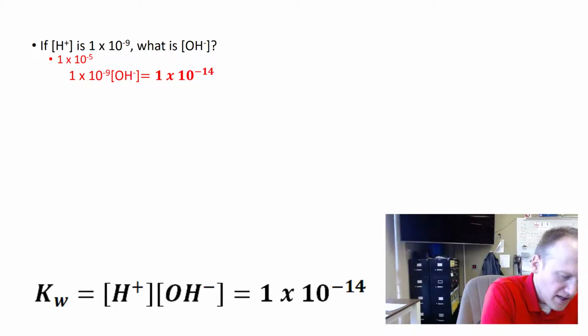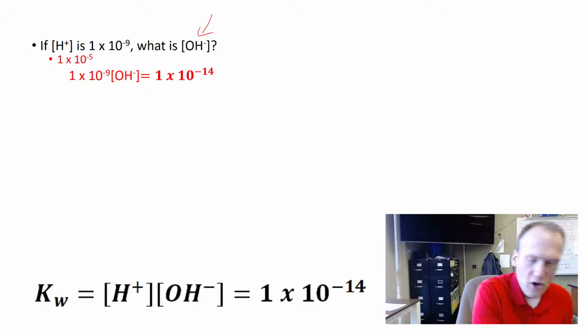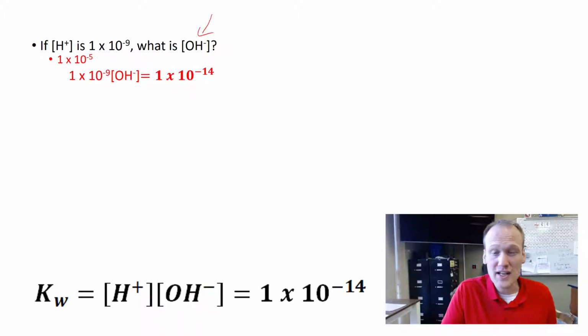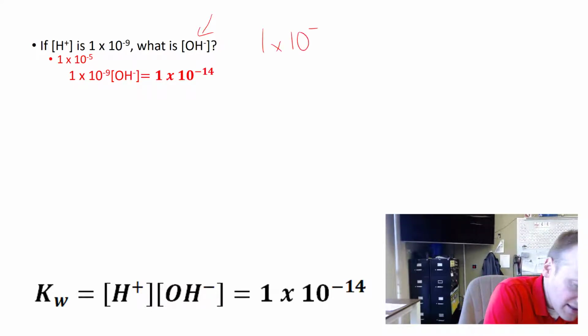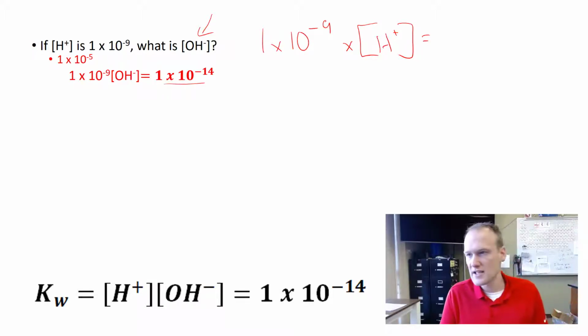This wants us to figure out the concentration of OH, knowing that the concentration of H plus is 1 times 10 to the negative 9. I know that if I multiply H plus and OH negative together, I should get 1 times 10 to the negative 14. So that means 1 times 10 to the negative 9 times something should equal 1 times 10 to the negative 14.